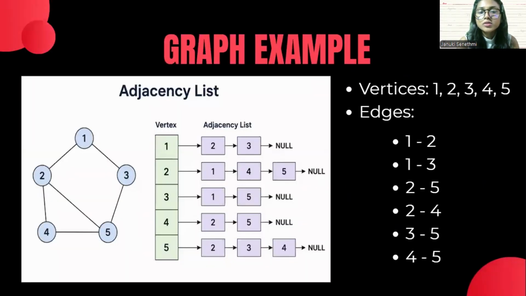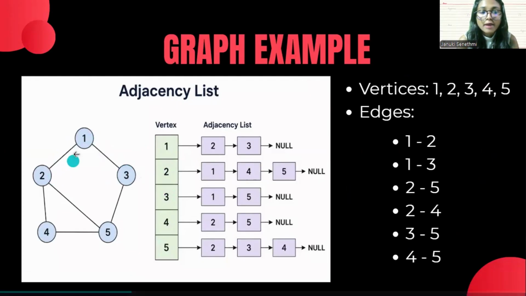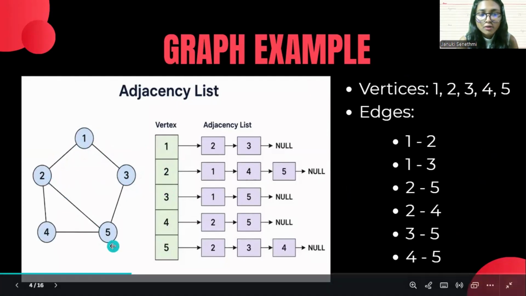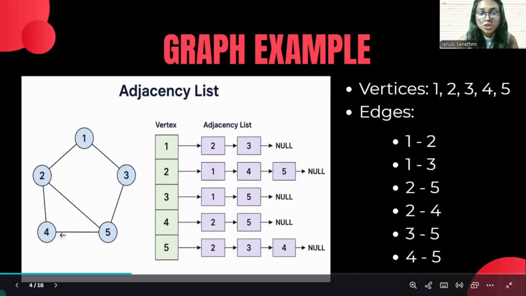Let's look at a simple graph example. In this graph, we have vertices labeled 1, 2, 3, 4, and 5. The edges are: 1 is connected to 2, and 1 is also connected to 3. 2 is connected to 1, 2 is connected to 5, 2 is connected to 4, and 3 is connected to only 5, and lastly, 4 is connected to 5. Notice that every edge represents a relationship between two vertices. Our goal is to store these relationships efficiently using an adjacency list.